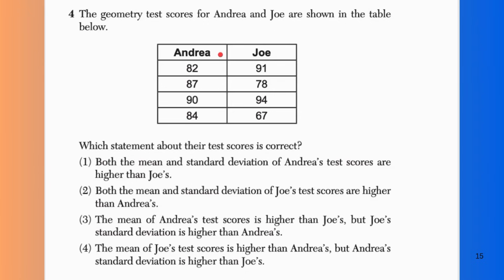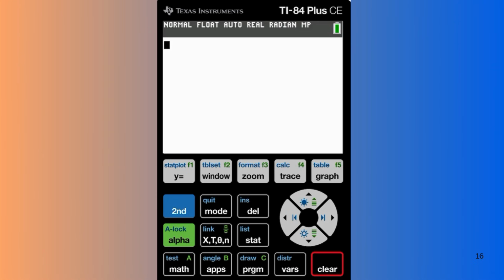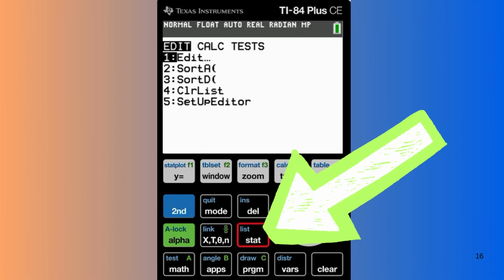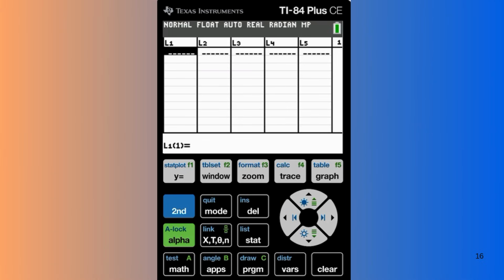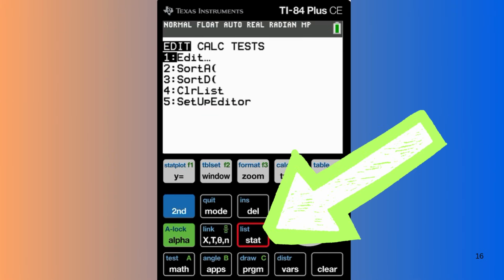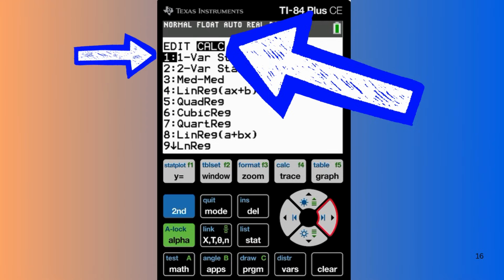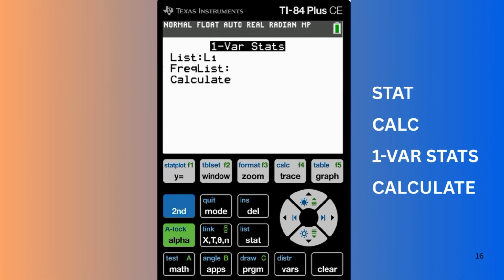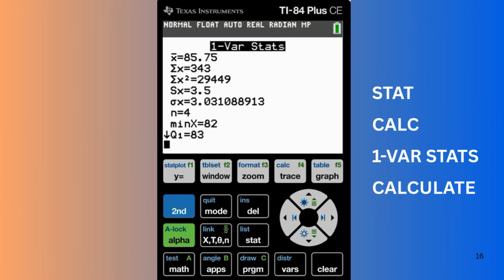So I'm going to start with Andrea's values. We're going to hit stat, then we're going to hit enter on edit. And now for list 1, we're just going to put Andrea's values in here. So it was 82, 87, 90, and 84. Once we have those values in, we're going to hit the stat button again. Now we're going to scroll right to calc and hit enter on one variable stats. Then we're going to scroll down to calculate and hit enter there.